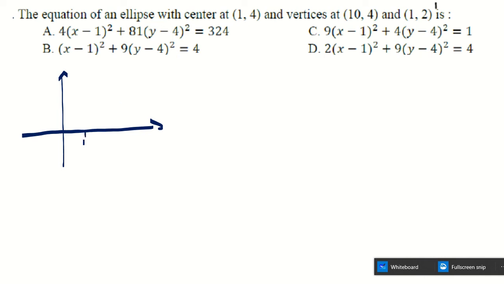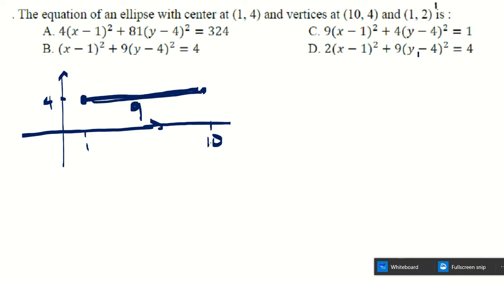If 1 is around here, 4 is just 4 units up. Here is the center, and the vertices are at (10,4). (10,4) means you have to move 10 units, somewhere around here. That means the distance from here to here, how many units? The distance from 1 to 10 is 9. This might be the major axis or minor axis.